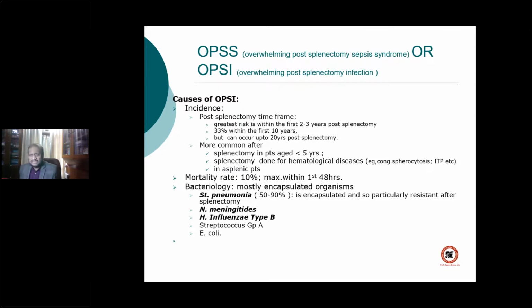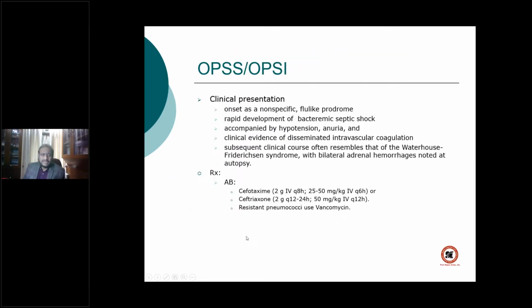Splenectomy done for hematological conditions, for example spherocytosis, thrombocytopenic purpura, sickle cell disease: these are the patients who are increasingly susceptible to OPSI. Asplenic patients are more susceptible to OPSI. The mortality rate is very high, 10%, and maximum in the first 48 hours following spleen removal. What is the bacteriology? What causes this infection? Most commonly encapsulated organisms, and among them the most common is Streptococcus pneumoniae, 50 to 90%. Encapsulated, so it's particularly resistant after splenectomy, right? Meningococcus, influenza, Streptococcus group A, and E. coli are the other organisms identified in OPSI.